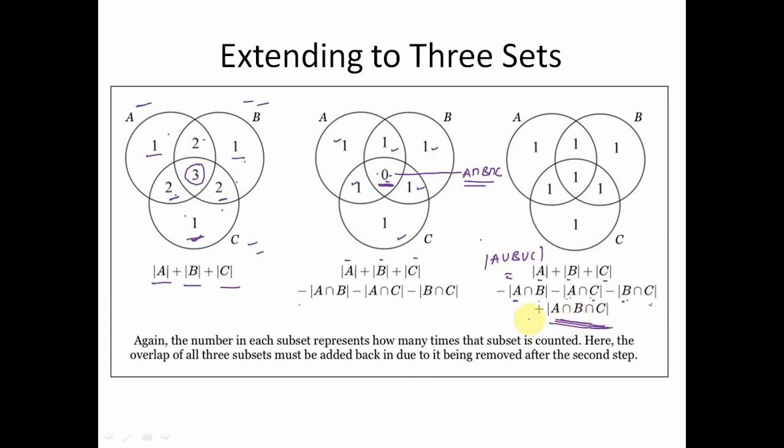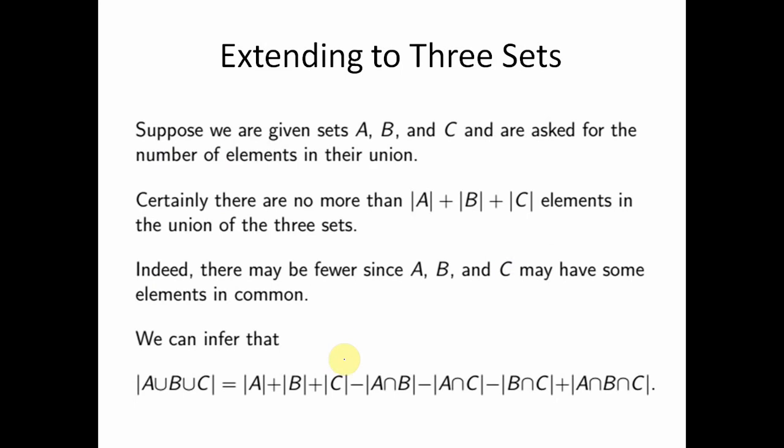So this is the expression for the principle of inclusion exclusion for three sets, right? The cardinality of A union B union C is cardinality of A plus cardinality of B plus cardinality of C minus cardinality of A intersection B minus cardinality of A intersection C minus cardinality of B intersection C, and then we'll have to add the cardinality of A intersection B intersection C, right?